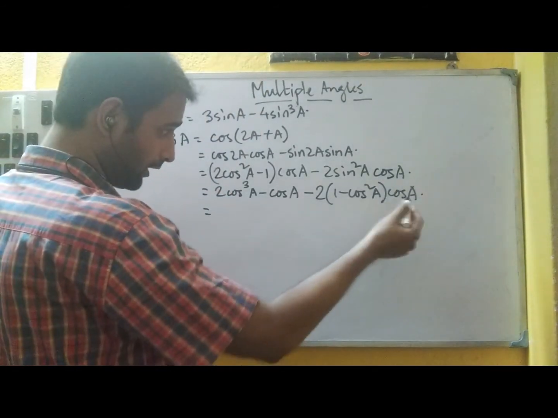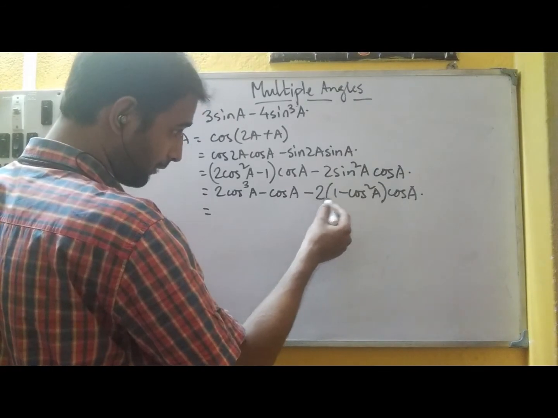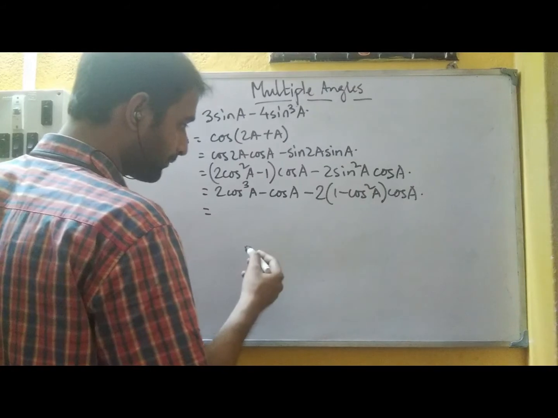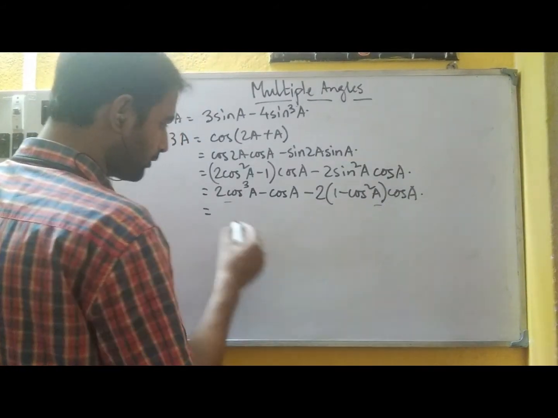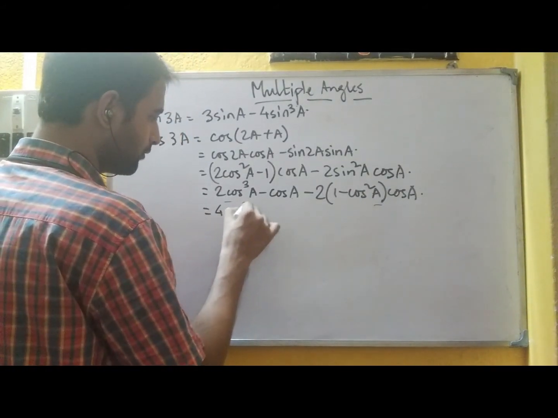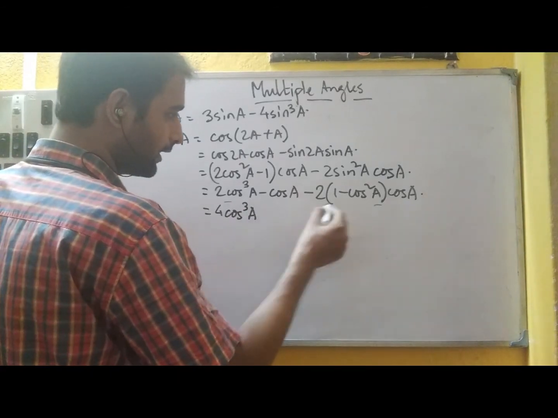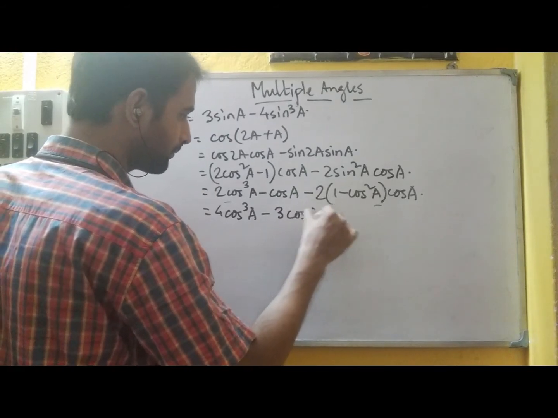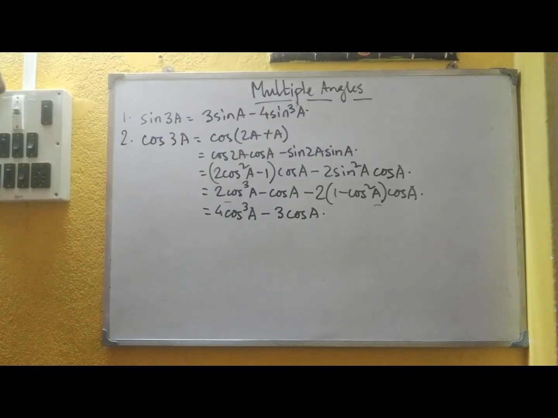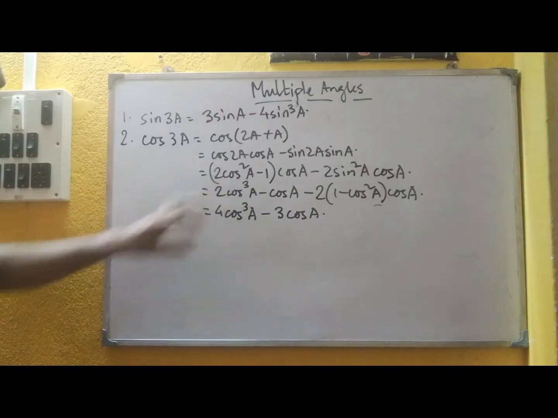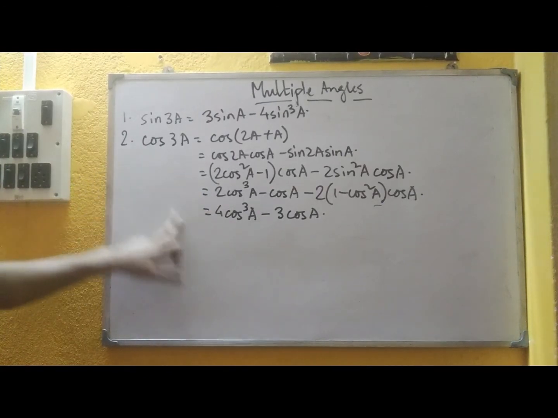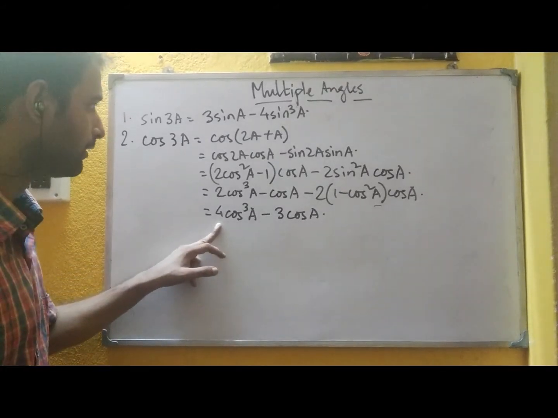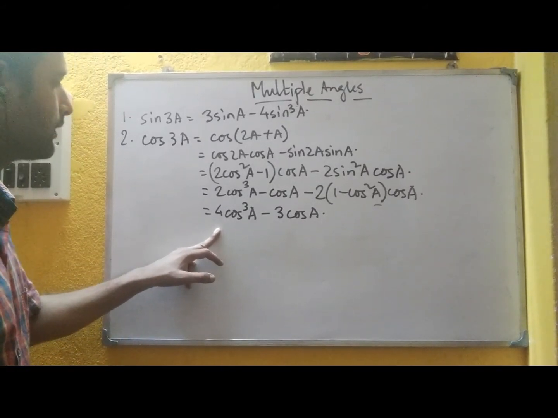So see, if you are multiplying this, the first term should be minus 2 cos A and the second term should be plus 2 cos cube A. So 2 cos cube A and this 2 cos cube A will give you 4 cos cube A, and this minus cos A and the minus 2 cos A from here will give you minus 3 cos A. So again we can remember the formula like this: since cos is an even function, the first coefficient should be even, that is 4 cos cube A. So that's how we can remember the formula.